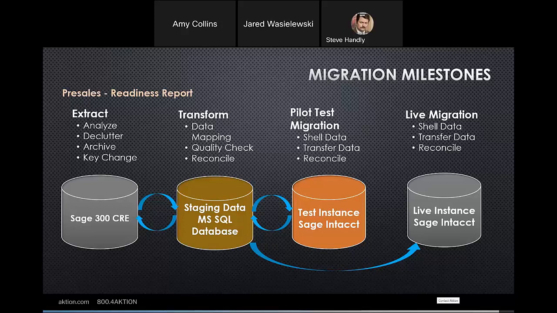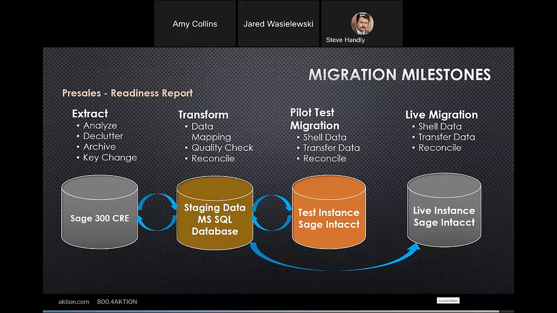Then we'll take your data from Sage 300 and we will migrate that to a Microsoft SQL database. This is a field for field, table by table mapping that we've created to facilitate the migration. At this point, this is where we'll define what the data mapping is going to be. So if you don't do a key change and you want to change things like your job structure, your job ID, the format, things like that, we can do that here.